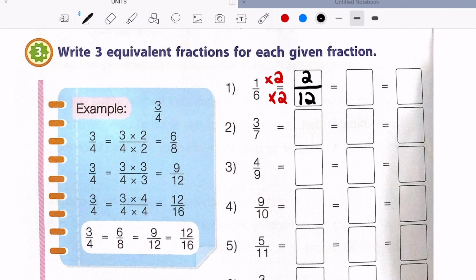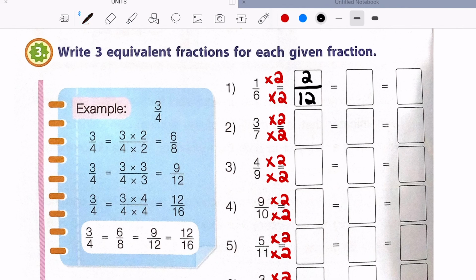So the next one you will try to do. We have to do this one and this one. So 3/7, you would do the same for each one. You'll try to convert all the fractions, right? 3 equivalent fractions, the same fraction for each one. So here we can try again the next one, number 2. We can also do times 2.